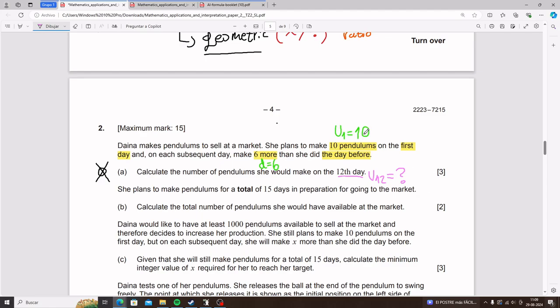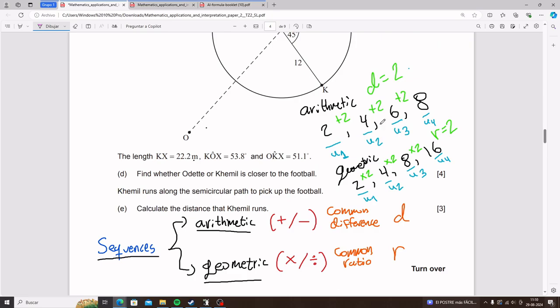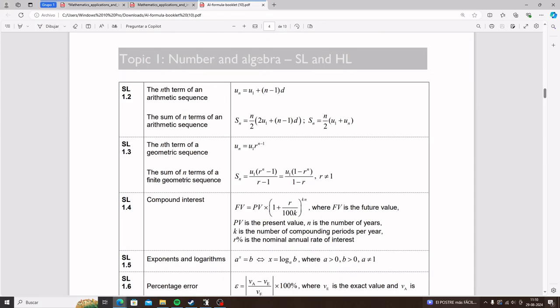You have U1 equals 10. You have D equals 6. And they're asking for U12. So how do you do that? Well, you could write it out until you reach U12, but that's not particularly exciting. So go ahead, open up your formula booklet, and let's have fun with what they call math.